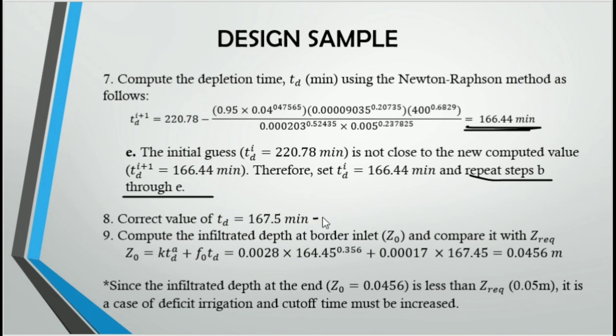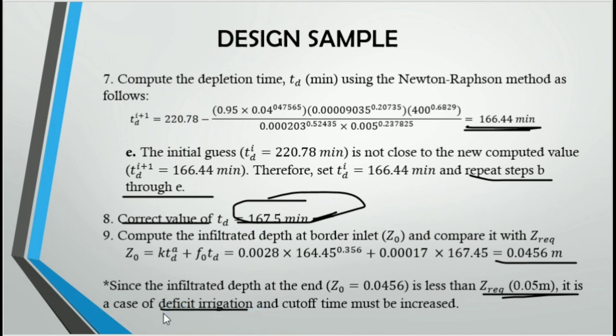So, the correct value of TD is equal to 167.5 minutes. You can get this value when you repeat steps B through E. So, the correct value of TD is this one. And then compute the infiltrated depth at border inlet, ZO, and compare it with your ZREC. So your ZO, or your infiltration depth at the border inlet, would be equal to 0.0456 meters. Since the infiltrated depth ZO, 0.0456, is less than your ZREC, it is a case of deficit irrigation. So we said a while ago that if your ZO is less than your ZREC, that would be a deficit irrigation and you need to adjust your cutoff time.